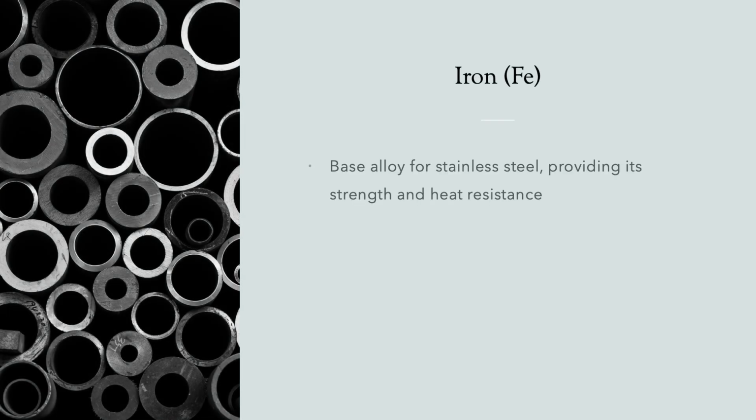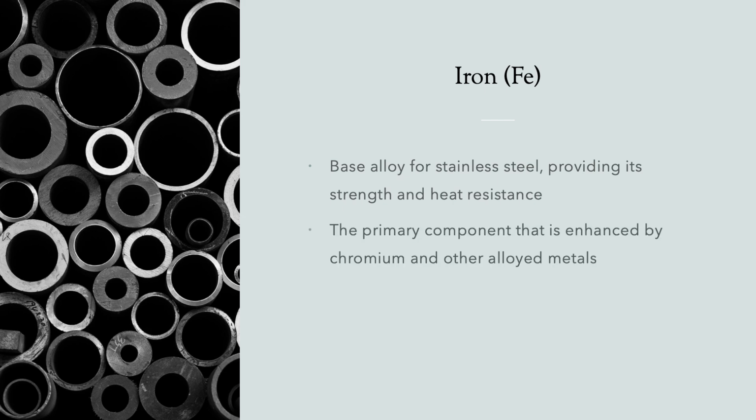Iron. Iron is the base alloy for stainless steel, providing its strength and heat resistance. Iron is the primary component that is enhanced by chromium and other alloyed metals. It is found globally in the Earth's core and crust.